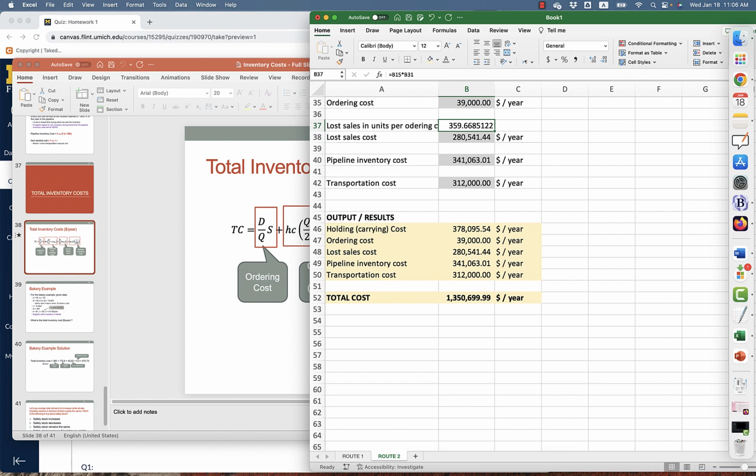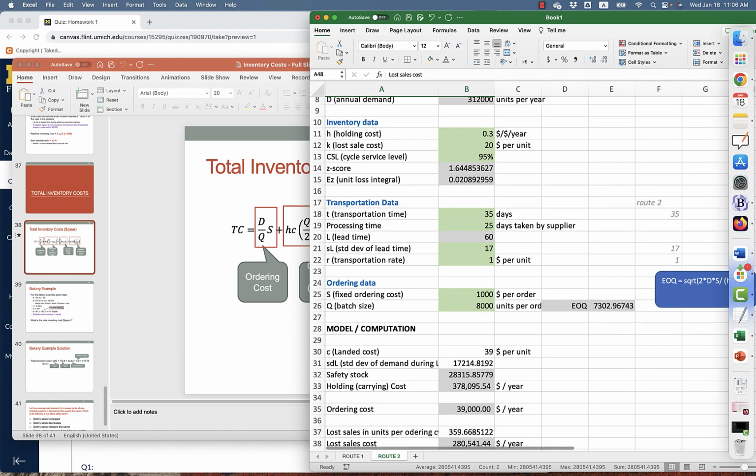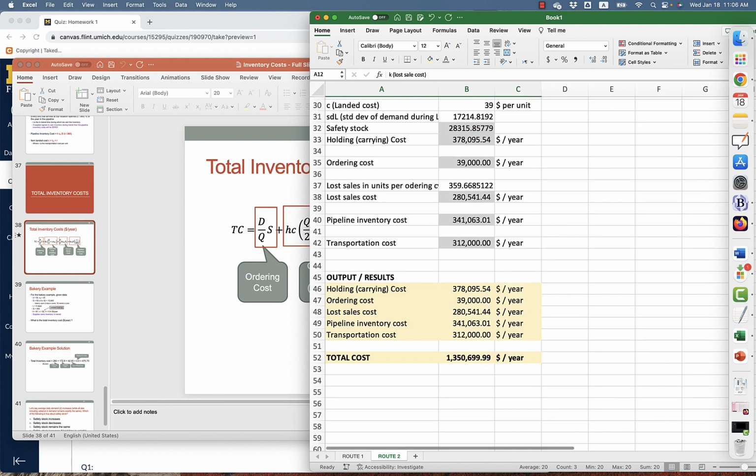And now look, that's doubled, and your lost sales cost has doubled. Lost sales cost is hard to estimate, so we are saying it only costs us $20 if we don't have the shoe in stock. But what if your customers start going to your competitors? That means you lose a customer. Customer acquisition costs are much higher than $20 per customer, and so lost sales costs can often be underestimated.